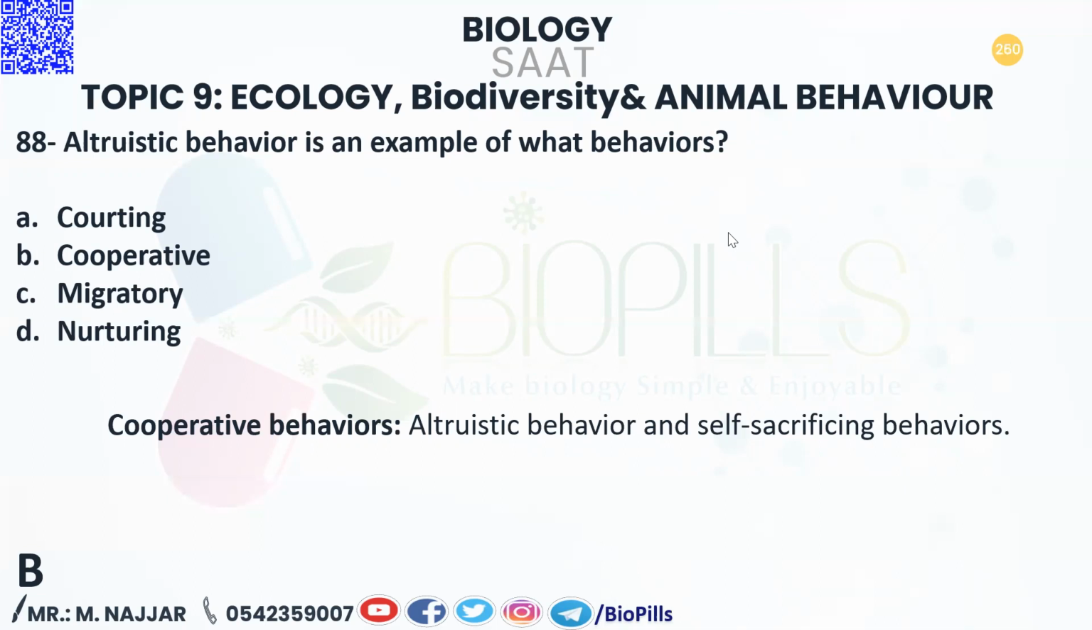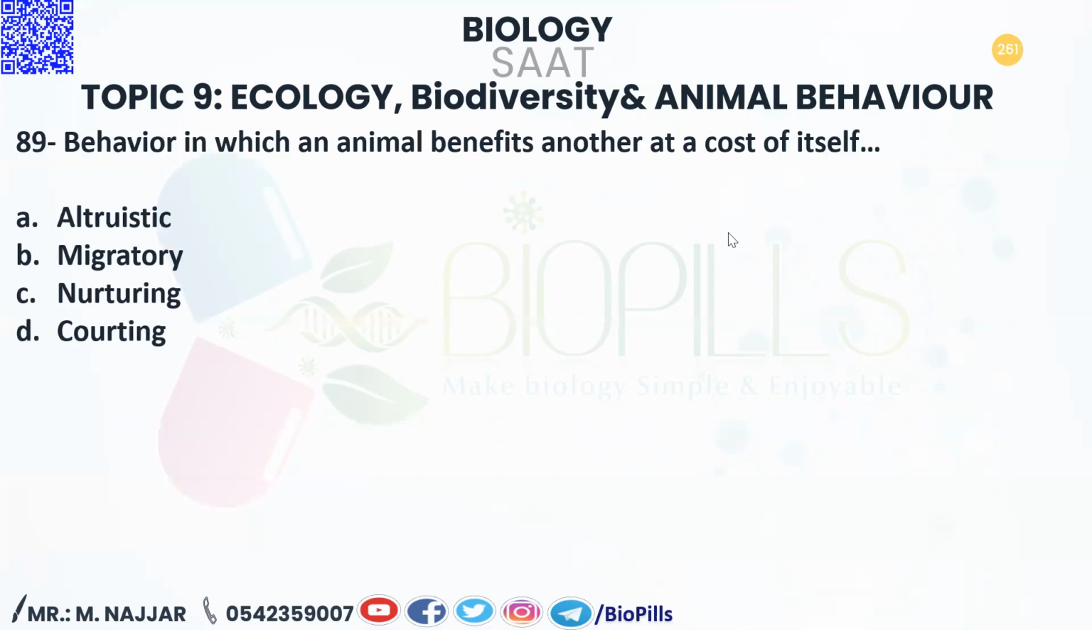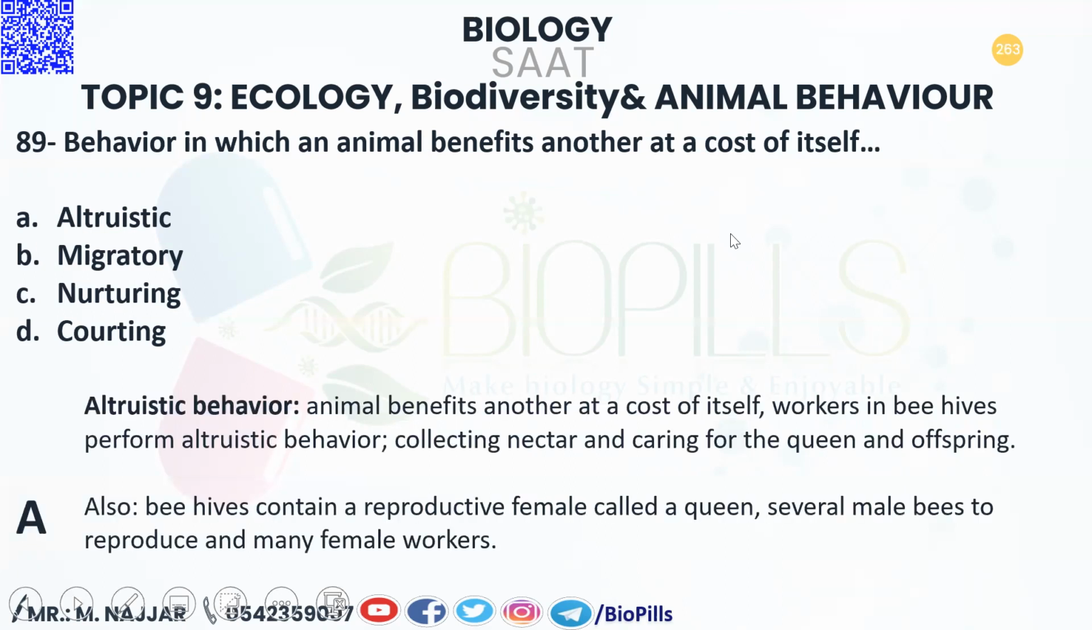Question number 89. Behavior in which an animal benefits another at a cost to itself, so it sacrifices. A, altruistic. B, migratory. C, nurturing. D, courting. It is altruistic. It is very, very obvious. An animal benefits another at a cost to itself, such as workers in the beehives that I just mentioned. They perform altruistic behavior, collecting nectar, caring for the queen, and even the offspring. This is the same thing.